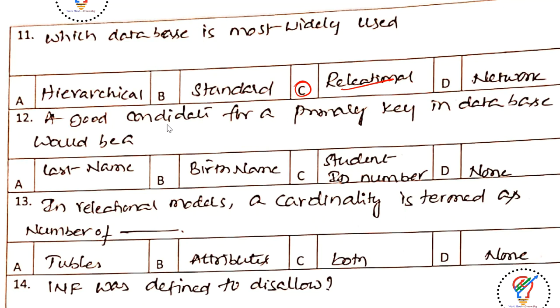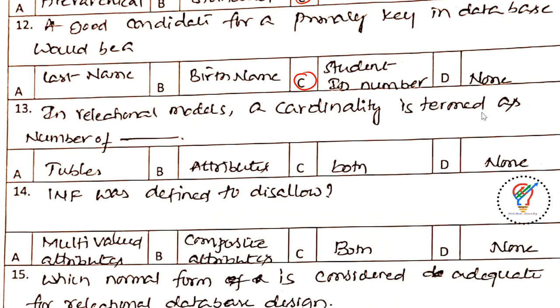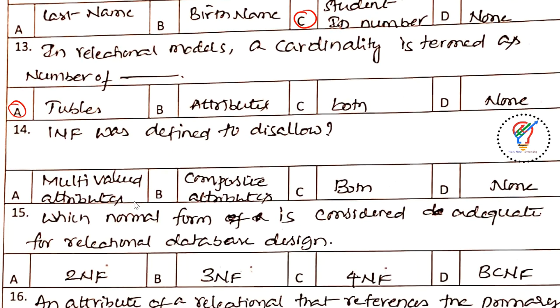Next one, a good candidate for a primary key in a database would be: A, last name, B, birth name, C, student ID number, and D is none. So the correct option for this question is student ID number. Next one, in relational models, the cardinality is termed as number of dash: tuples, attribute, both, none. So it is tuples. Next, 1NF normalization was defined to disallow: multi-valued attributes, composite attributes, C both, D none. Okay, so it is C, both.